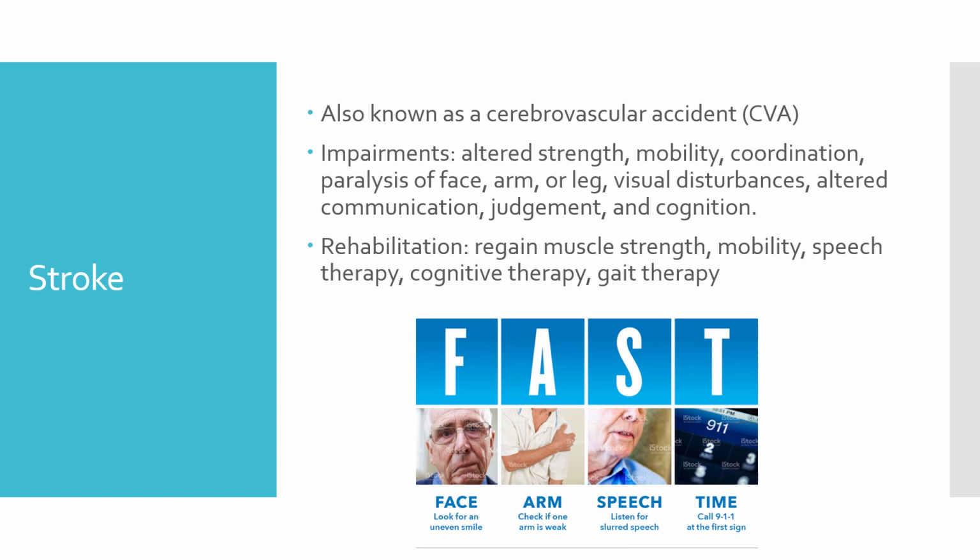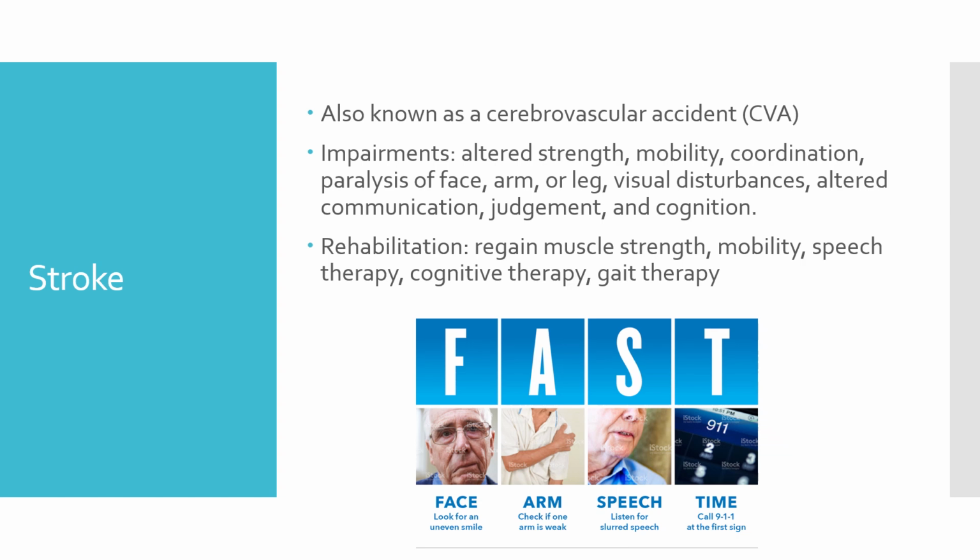A stroke, also known as a cerebral vascular accident or CVA, occurs when blood flow to a part of the brain is interrupted, either by blockage or by a bleed. The resulting impairments depend on which area of the brain is affected, but commonly include altered strength, reduced mobility and coordination, paralysis of the face, arm, or leg, usually on one side of the body, visual disturbances, and changes in communication, judgment, and cognition.